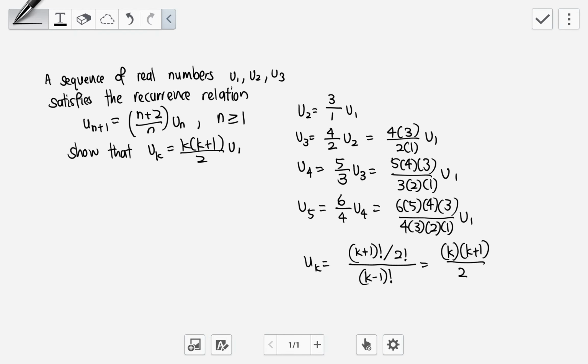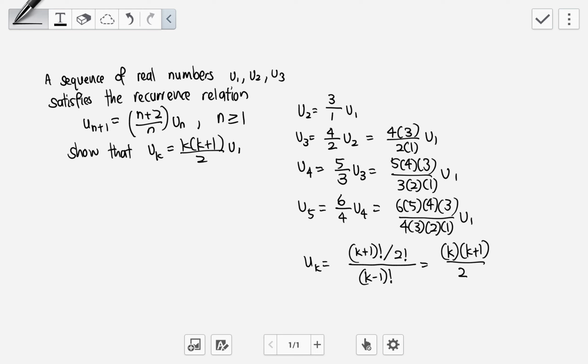Okay, so we have a question over here. This is a question on recurrence relation, and this is the equation describing the relationship between the term after and the term before. So, take for example, if I let n equals 1, then this would be 1 plus 1, which is 2. So I get u2. At the same time, my n equals 1, so this would be 1 plus 2, 3, over 1, and u1. So u2 equals 3 times u1. This is described by this relationship.